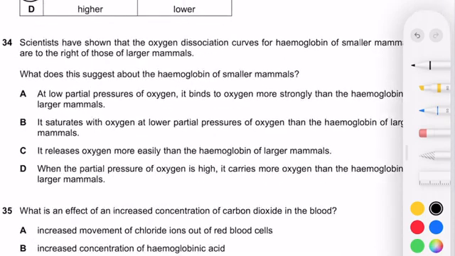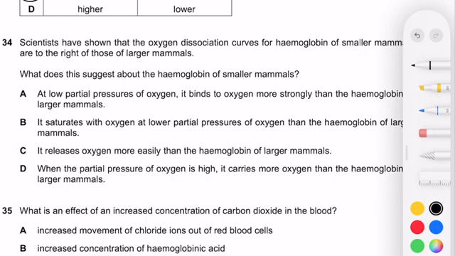Okay, now for 34. Scientists have shown that the oxygen saturation curves for hemoglobin of smaller mammals are to the right of those of larger mammals. What does this suggest about hemoglobin of smaller mammals? So hemoglobin of smaller mammals is going to have a lower affinity for oxygen, or in other words, it's able to release oxygen more easily. Exactly. So this is letter C, but let's read the other options.